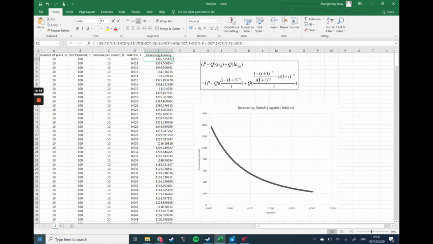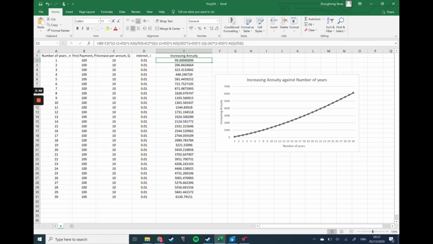Yeah. So we move on to the one where we alter the number of years n. For column A, we have number of years n, which we increase from 1 to 30, then column B for first payment P, column C the increase per annum Q, and column D interest I, which is set at 0.01. The formula is the same one as before.